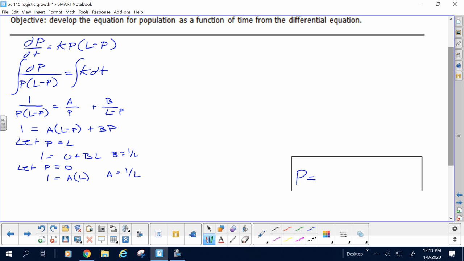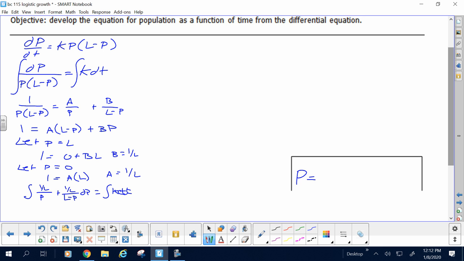All right. You'll want to write small. We'll probably do at least 3 columns of work here. We're nowhere close. So here we go. Now our new problem is (1 over L) over P plus (1 over L) over (L minus P) dP on the left equals k dt on the right. Okay?